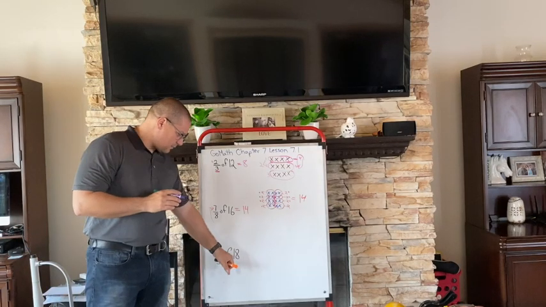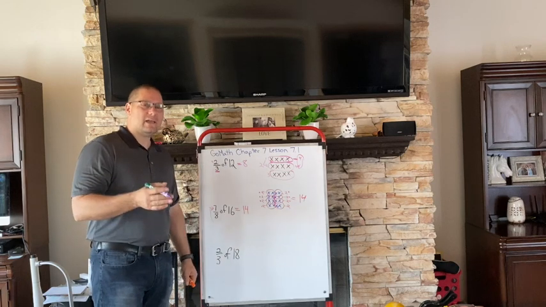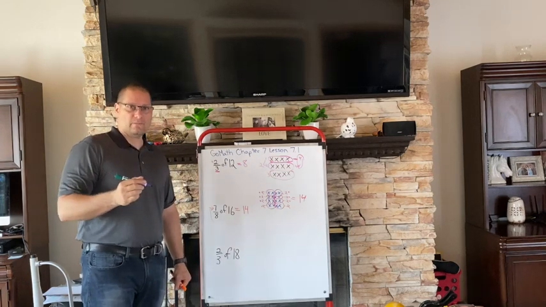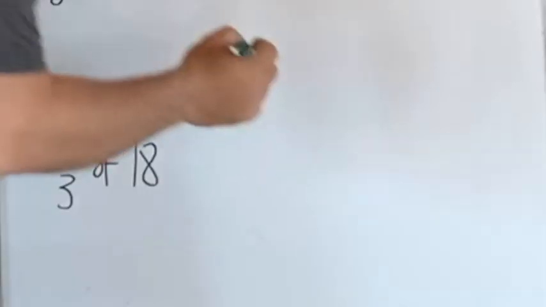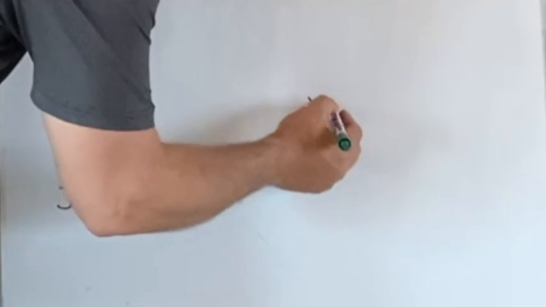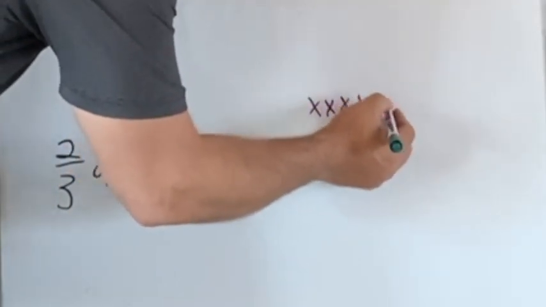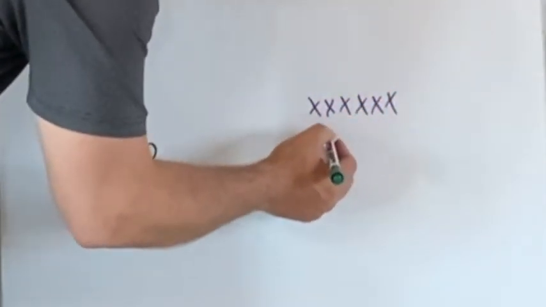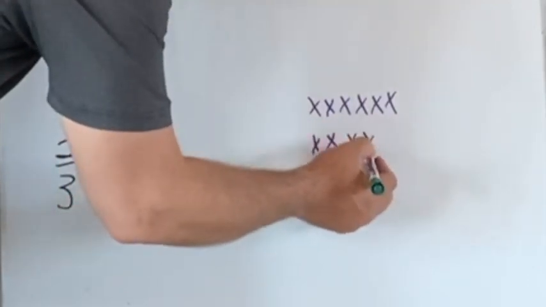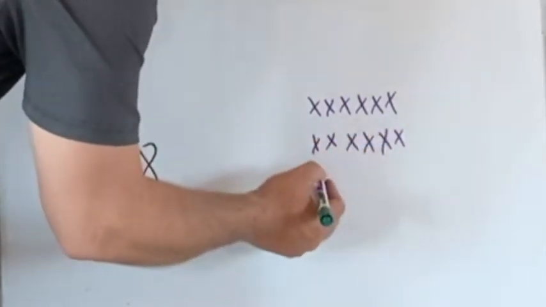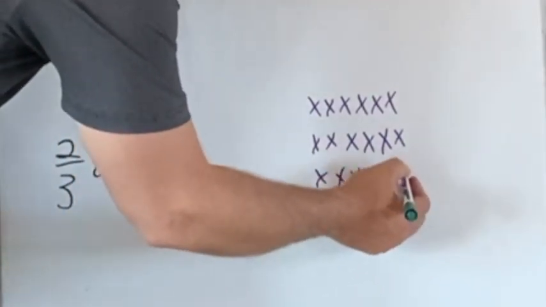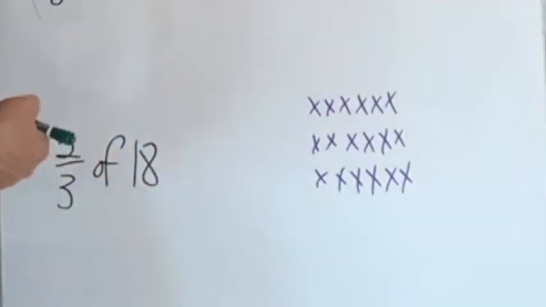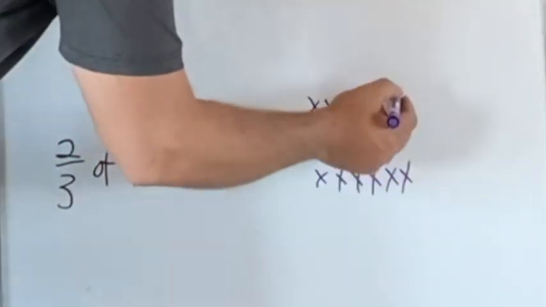Okay, I need to take my 18. I know I need to make it into 3 groups. So I need to think in my head, 18 divided by 3 is 6. So I'm going to go 1, 2, 3, 4, 5, 6, 7, 8, 9, 10, 11, 12, 13, 14, 15, 16, 17, 18.